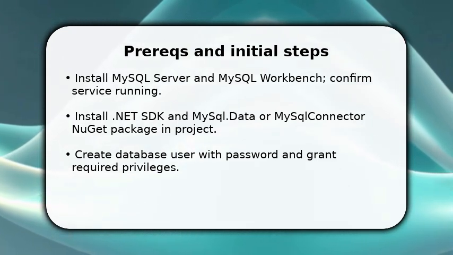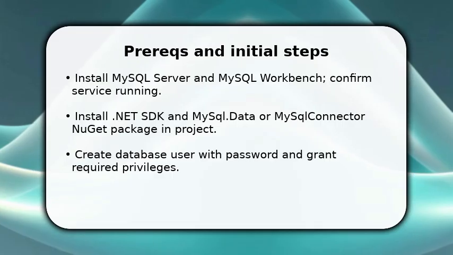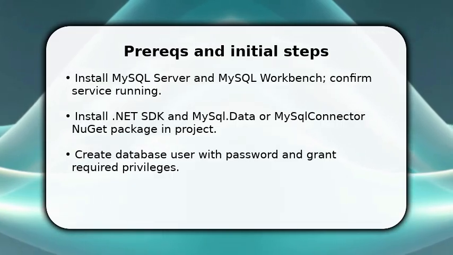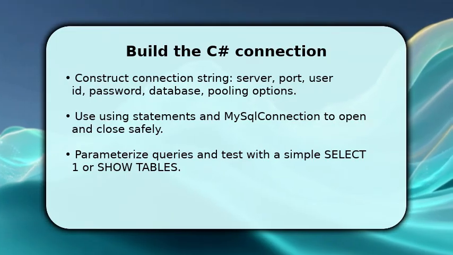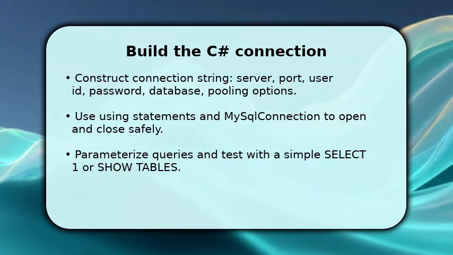You now implement the connection in C#. Create a connection string using the host, port, user ID, password, and database. Include pooling and SSL mode if required.